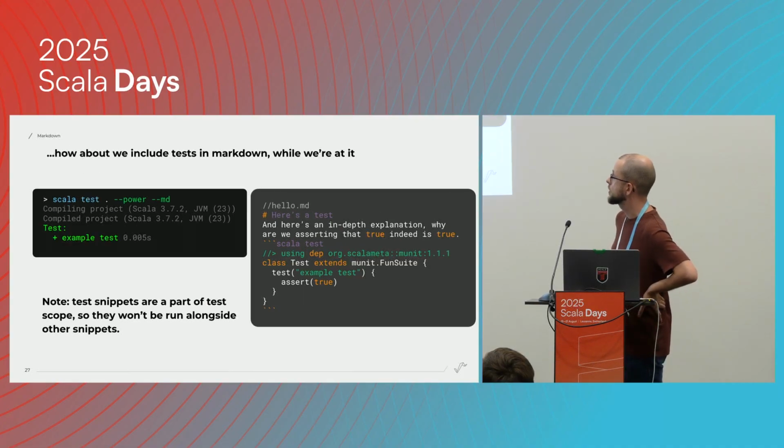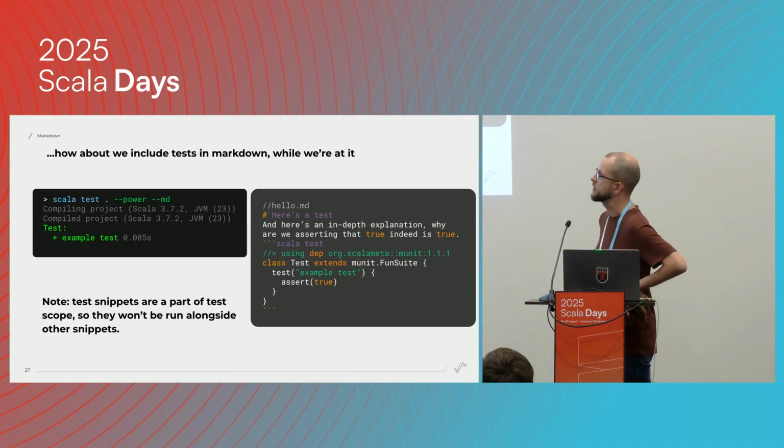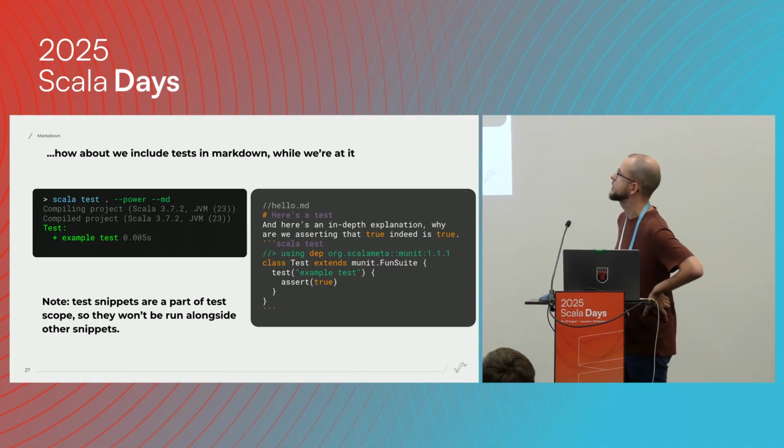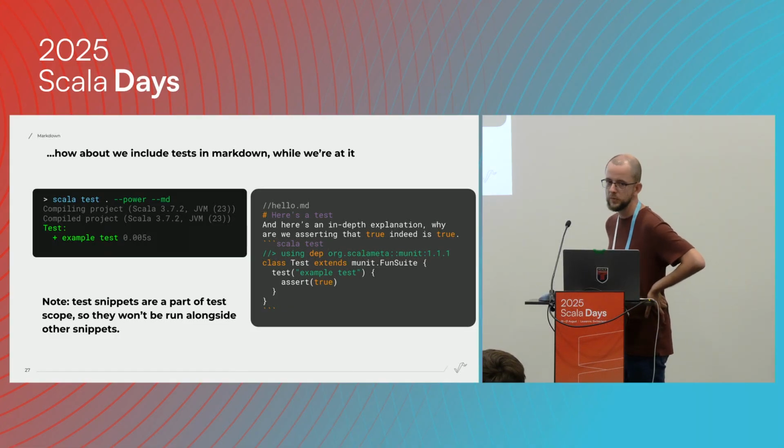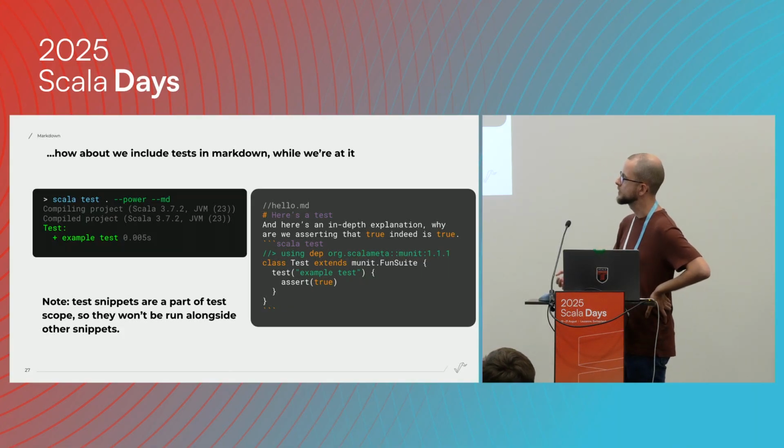Yeah, and we can also include tests this way. So if you tag it as Scala test, any snippet inside of your markdown will be treated as part of the test scope, and any tests included in it will be run with the test subcommand, and will also be ignored with any command that only uses the main scope. I guess it's a cool way to document your tests strictly in the markdown if you want to.